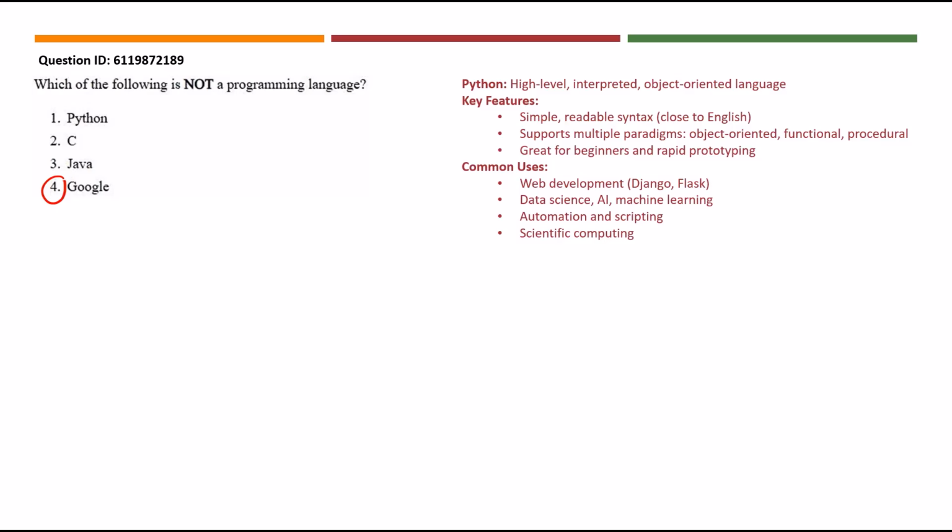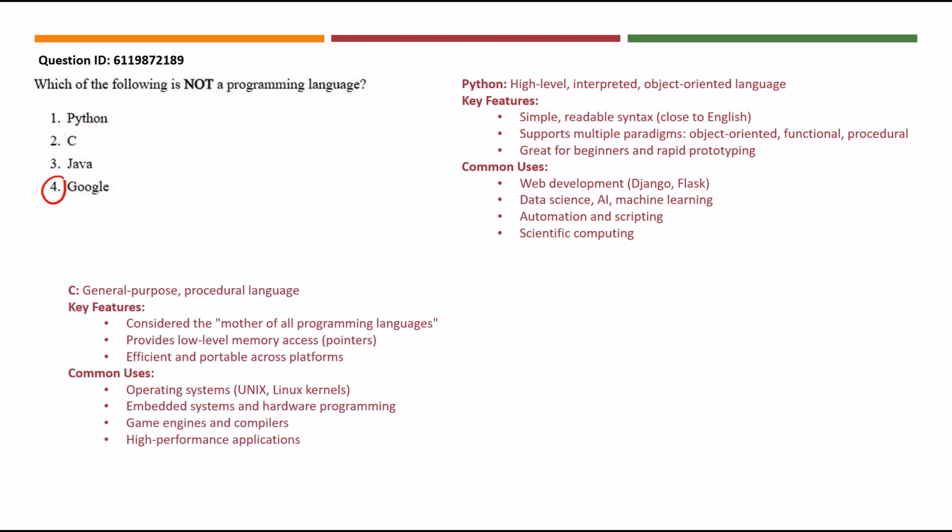Common uses will be: Python is used in web development using Flask and Django framework. It is used in data science, artificial intelligence and machine learning. It is used in automation and scripting, and also it's a part of scientific computing because it has many mathematical and statistical packages to do all kinds of computations. What about C? C is a general purpose procedural language. This is considered the mother of all languages.